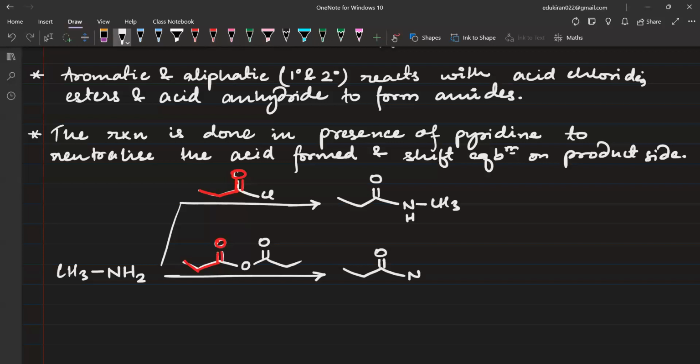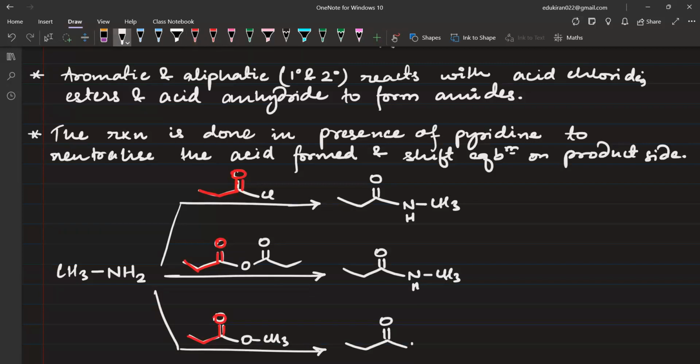C double bond O, you will get NHCH3 from the amide. Same thing would happen if you are having esters also. C double bond O, let's suppose you have OCH3. यहाँ पे जो कार्बोनिल वाला पार्ट है that will be as it is, and you will have NHCH3. As you can see, all of these things are same, है ना, सारे सारे same products हैं, because of the way we have taken the reagent.